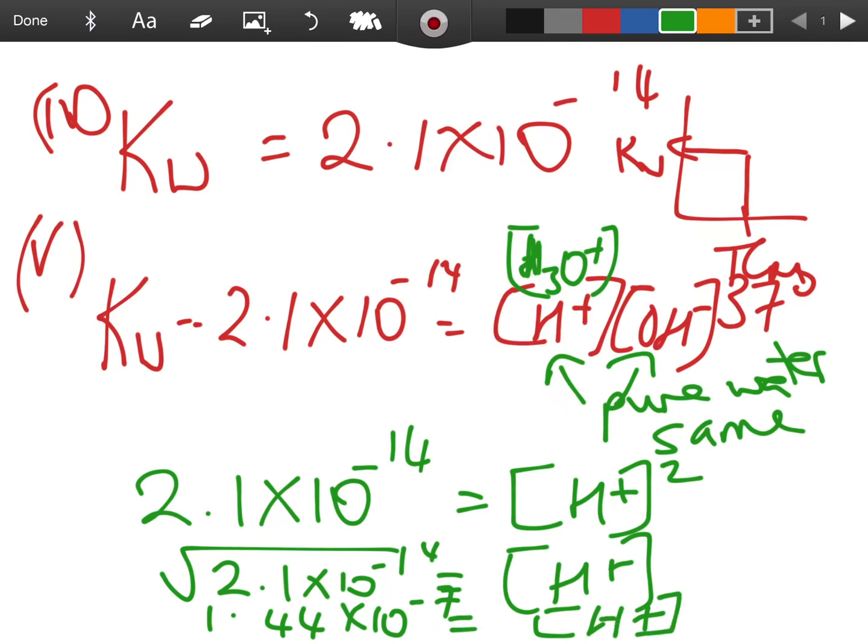Okay. Now there was a range of values accepted there. Let me just look for it again. Oh yeah, the values that were accepted there: anything between 1.44 by 10 to the minus 7, which is what I got, and 1.59 by 10 to the minus 7. So if your value is within that range, then it's absolutely perfect.